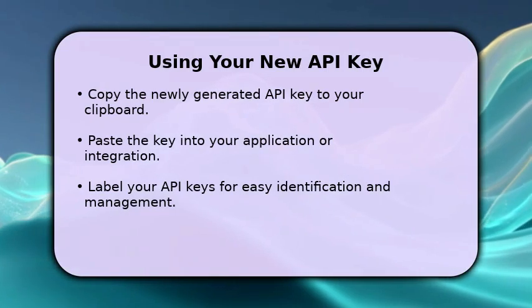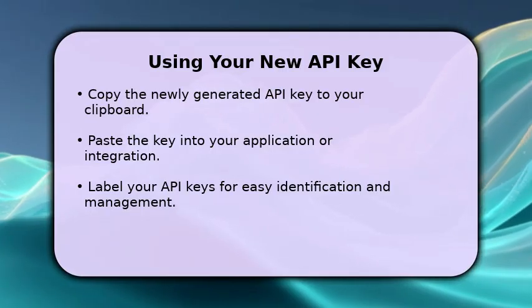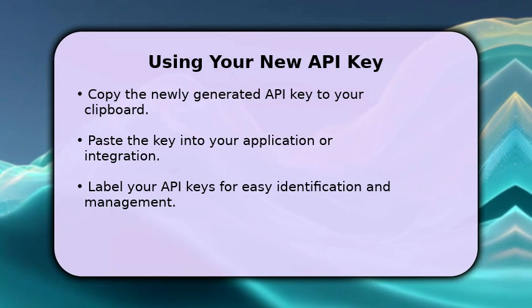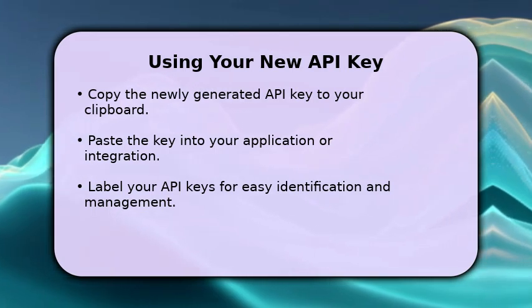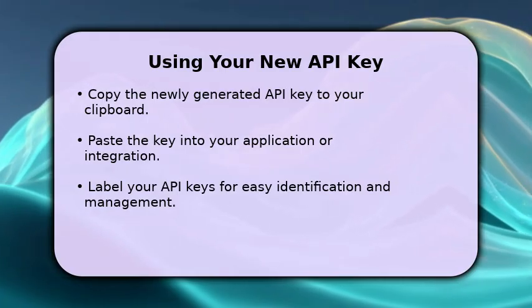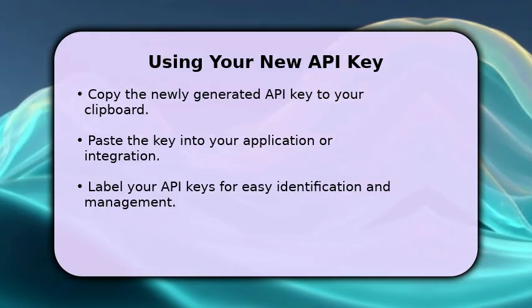Once your new API key is generated, it's crucial to copy it immediately. You can simply click the copy icon next to the key. Then, paste this key into the designated field within your application or integration that requires Mailchimp access.